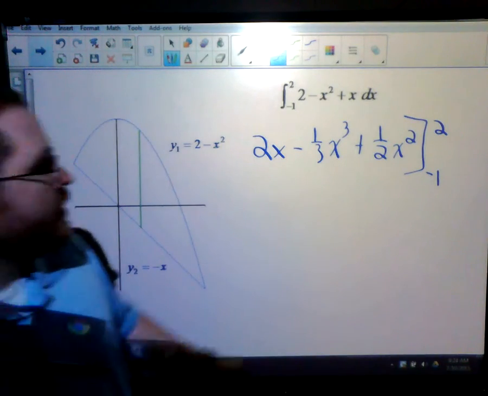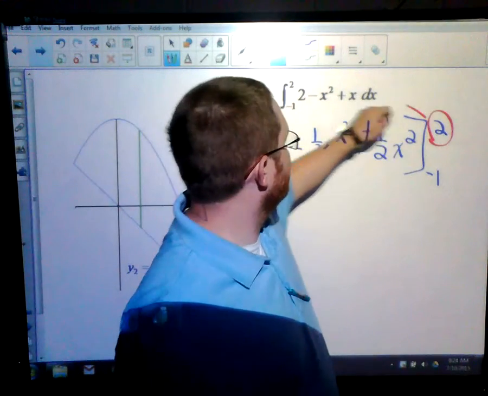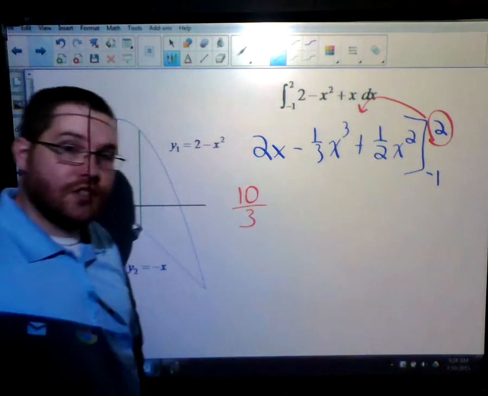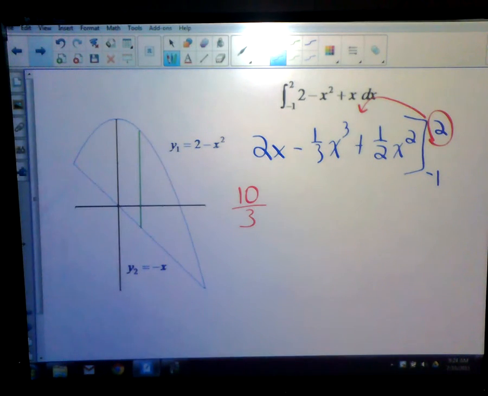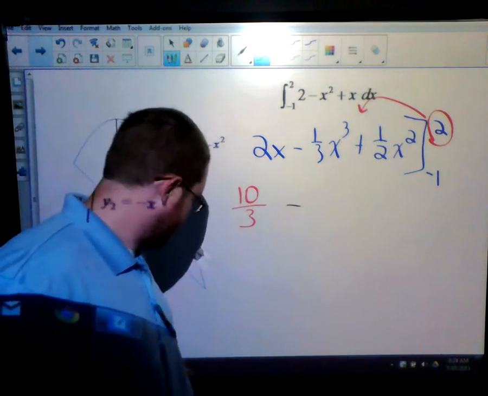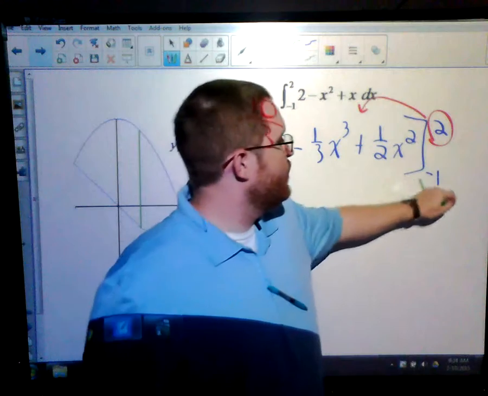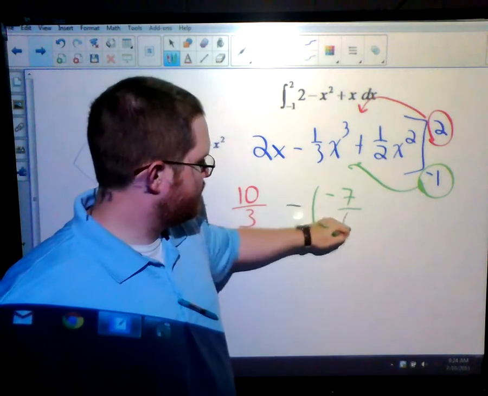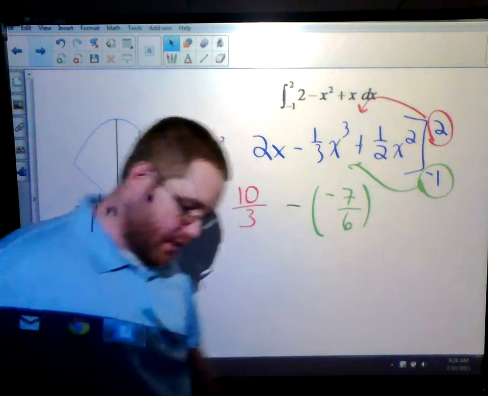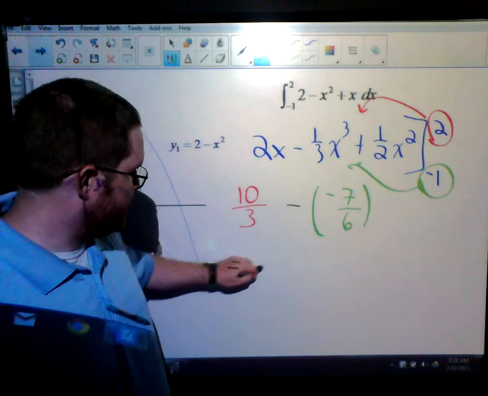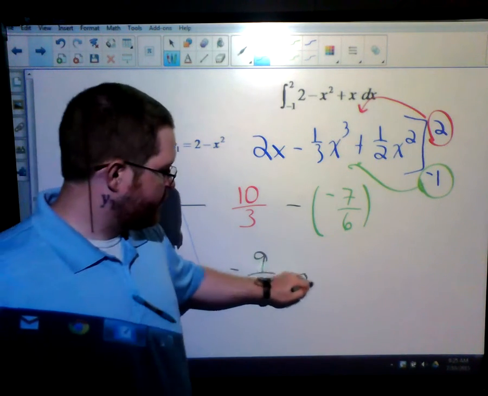Start first with plugging in 2. If you plug 2 into this problem, you're going to get 10/3. You guys can do that in the calculator or be able to do it by hand as well. Minus, if you plug in negative 1 to this problem, you get negative 7/6. And if you subtract 10/3 plus a positive 7/6, you're going to get 9/2 or 4.5.